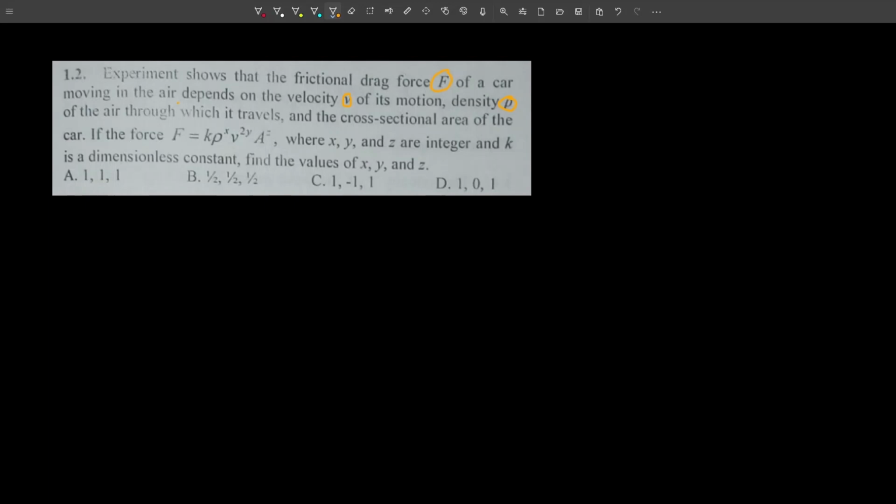So if the force F, let's write that out, is said to equal k rho raised by x, V raised by y, and A raised by z. Don't forget what the quantities represent. F is force. This rho here is not actually p. I just wrote that rho is density. V is velocity, and A is area. So where x, y, z are integers and k is dimensionless. Don't forget I said that's one of the limitations of dimensional analysis. We don't really get much information about the k. So k is dimensionless. That means forget about k. We don't have any business with k.